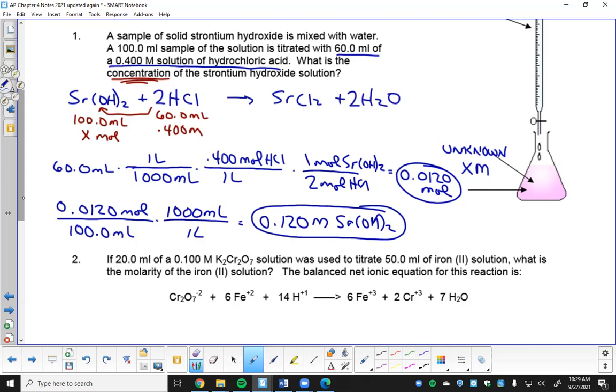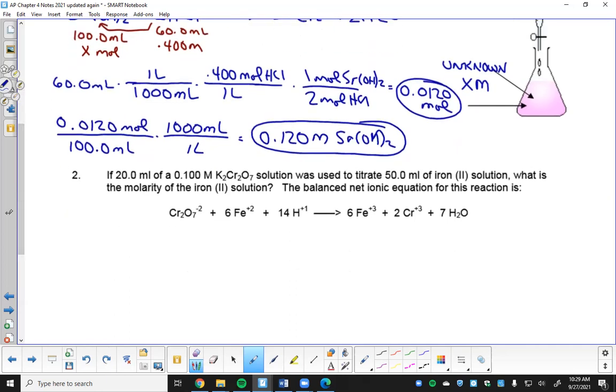A 0.120 molar strontium hydroxide solution is what we analyzed. HCl was the titrant. We knew everything about it. The sample being analyzed for its concentration was the strontium hydroxide. Whenever you're solving for molarity in an acid-base titration, it is a little more work because you have to do it as two separate steps. You can't just go from the molarity of one to the molarity of the other with the information provided, so you have to make it a two-step process.